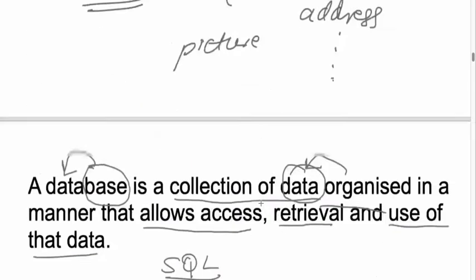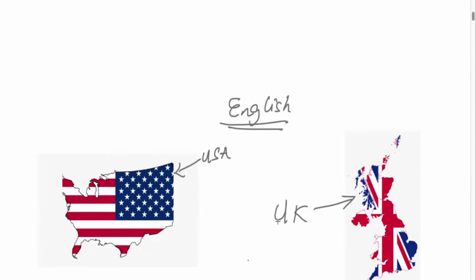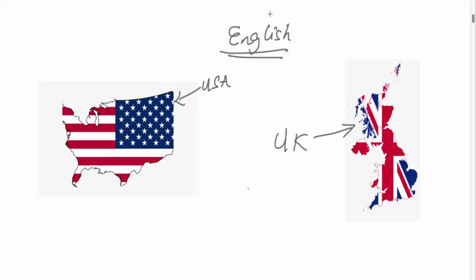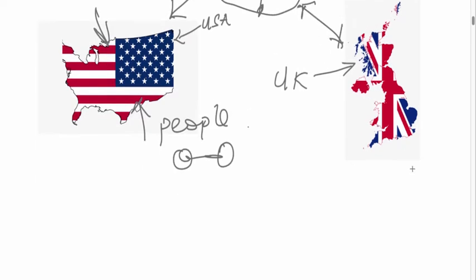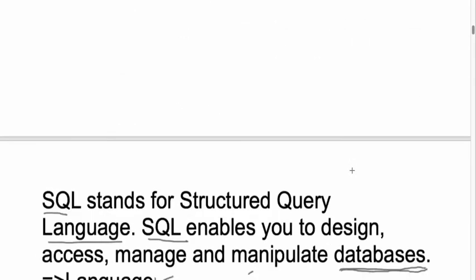But remember, this is a language. But the USA is not what? A language. They are what? People. And if these people want to communicate, they use this language. The USA is not English, but English is their language. The same thing with what? The UK.